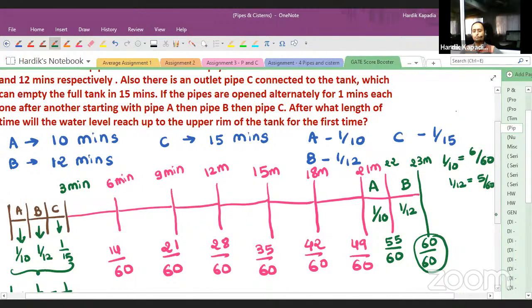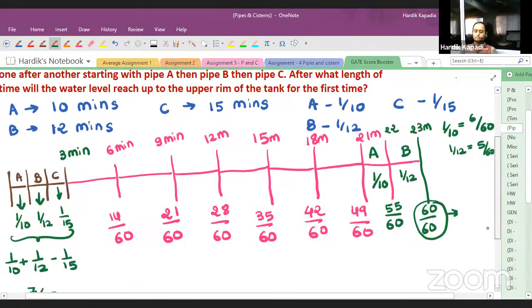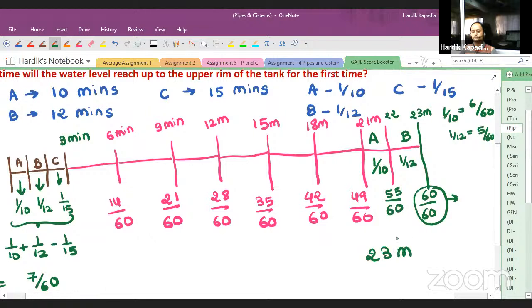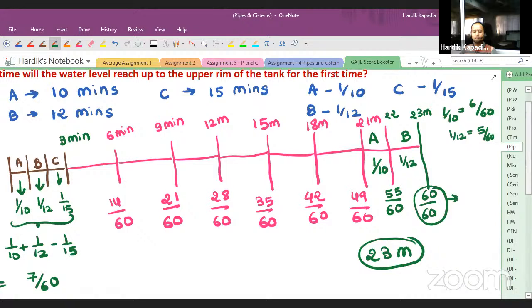So it has touched the upper rim of the tank, and then C is opened, and after C has opened, the water level reaches 56/60. So before 56/60, it has reached the upper rim of the tank, and the correct answer of this question is 23 minutes.